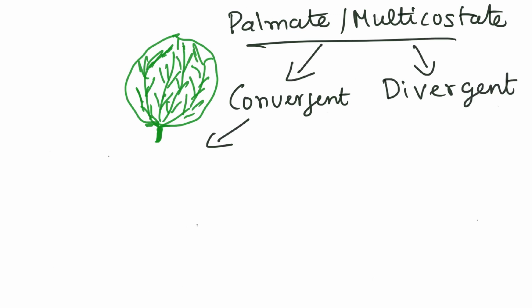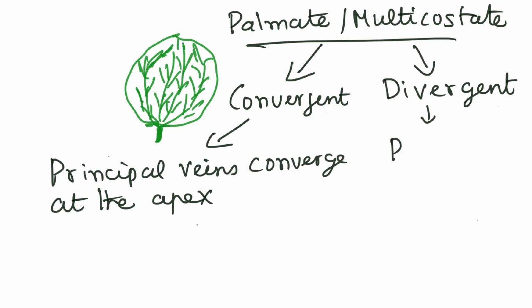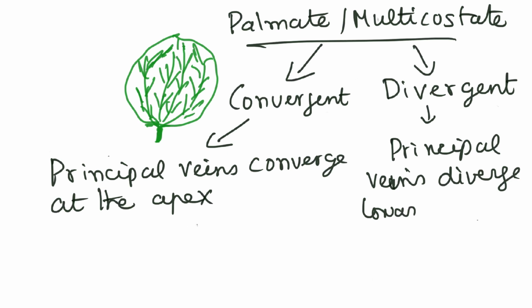And the terminology itself is explanatory. So convergent means you have the principal veins which converge at the apex. That is, you could be having multiple principal veins coming from the tip of the petiole. All of them go and converge, reaching a common point, and that common point is the apex or the tip of the lamina, the tip of the leaf blade. So the principal veins converge at the apex, that is convergent.